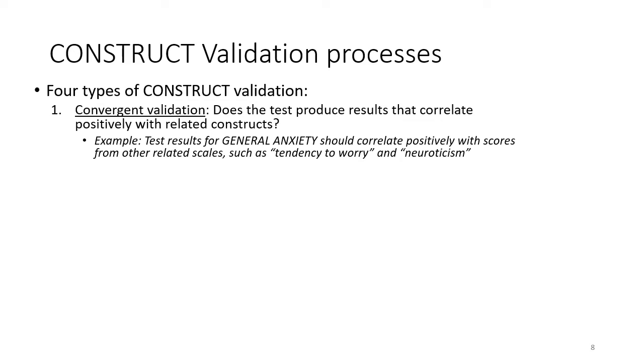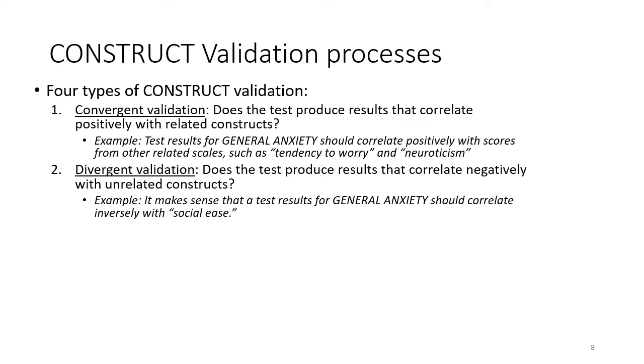So example, imagine that we are trying to measure general anxiety. We've developed a scale. What we would expect if someone has a lot of general anxiety, if they're high, is that they would also have high scores on similar scales, like tendency to worry would also be kind of high, and neuroticism would also be kind of high. If they have high scores on our new general anxiety scale, but they produce middle or low scores on tendency to worry, something might seem off, because it seems likely that they would also be a little higher on the tendency to worry scale.